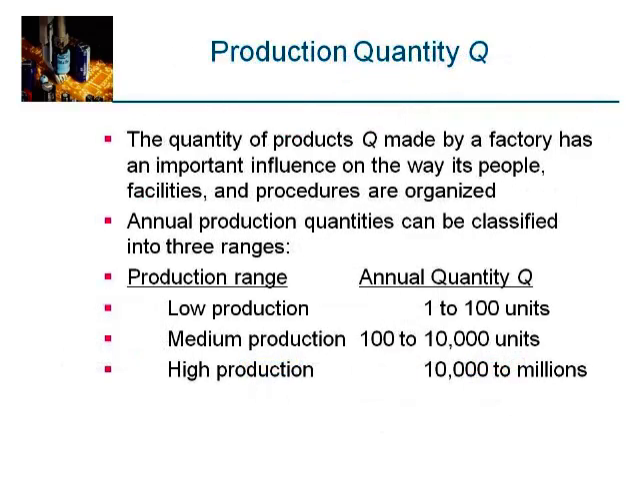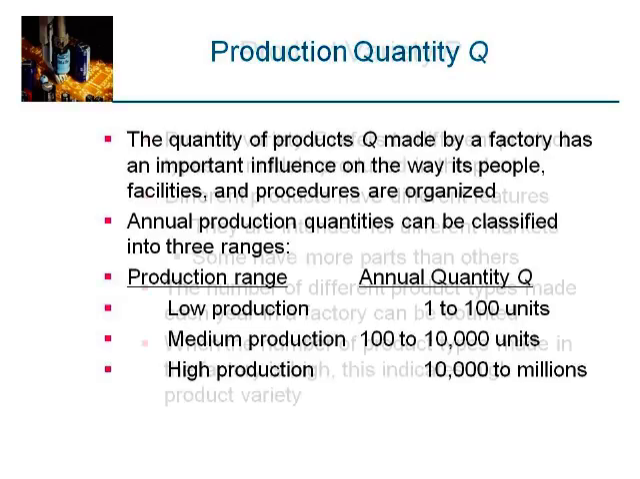The quantity of products, let us say Q, made by a factory has an important influence on the way its people, facilities and procedures are organized. Annual production quantities can be classified into three categories. If the annual production quantity is less than 100 units per annum, we call it a low production system. When the annual production quantity is from 100 to 10,000 units per annum, we call that a medium production industry. And if the annual production is more than 10,000 units per annum, we call that a high production industry.